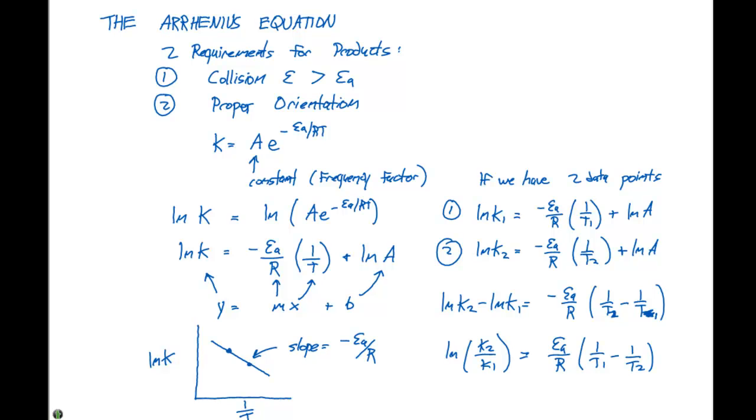So this will match up with what we have in our textbook, and this formula right here is the two-point form of the Arrhenius equation, where ln of k2 over k1 is going to equal the energy of activation divided by R times the quantity 1 over T1 minus 1 over T2. This equation is going to be very, very important to solving problems involving the Arrhenius equation, collisions, and orientation. So we will look at an example problem of this in the next video.